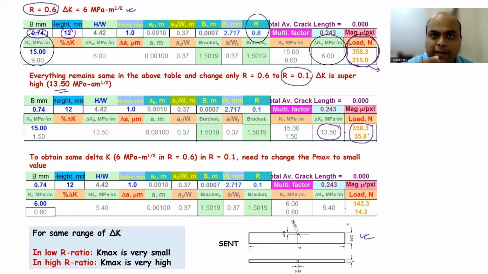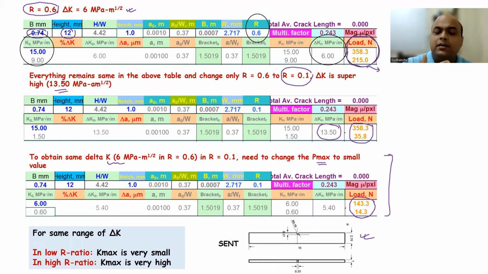Now, if I want to compare what is happening at the same delta K, right? What is the crack growth rate or how crack is propagating at the same delta K? That is what we have done in the third table here. So now delta K we are maintaining at 6 MPa root meter as we have in the first table for R equal to 0.6. So what we have to do, we have to change Pmax. So now the Pmax is 143.3 Newton. Okay. And delta K is nearly 6 MPa root meter. Okay, so it is nearby now.